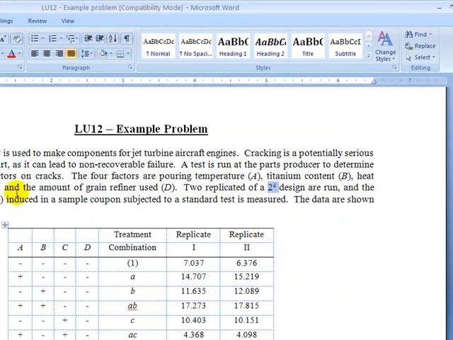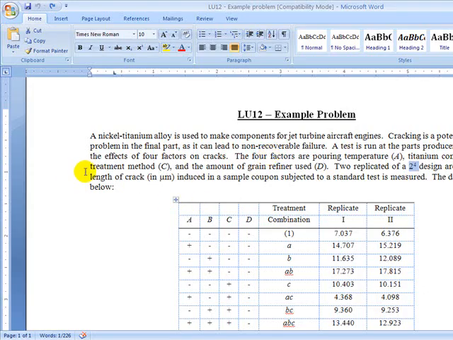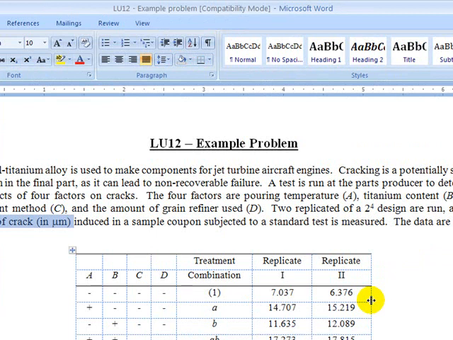We don't know, the problem didn't mention, what these 2 levels are, but there is a low level and a high level for each factor. And the response variable is the length of crack in micrometers. That is the response variable, right? And we want to study the effect of these 4 factors and the interactions between them on our response variable.